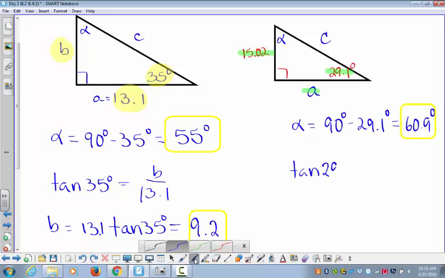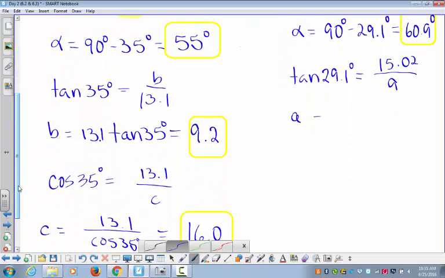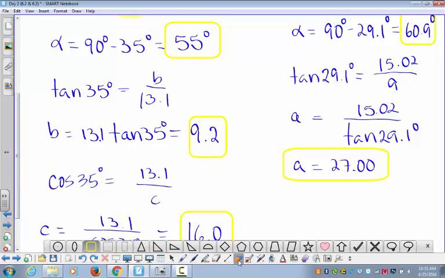And tangent of 29.1 degrees will be 15.02 over A. So we're going to round all our sides to the nearest 100th. Multiply by A, divide by tangent. And we will have this to type into our calculator. We're going to round it to the nearest 100th. And what do we get when we type in all that? 27.0. So that's 27.0. All right. And if we're going to the nearest 100th, we would go 27.00.